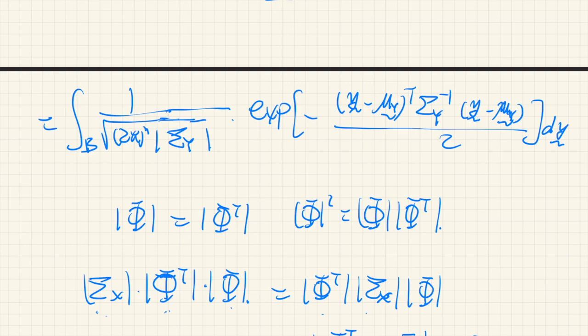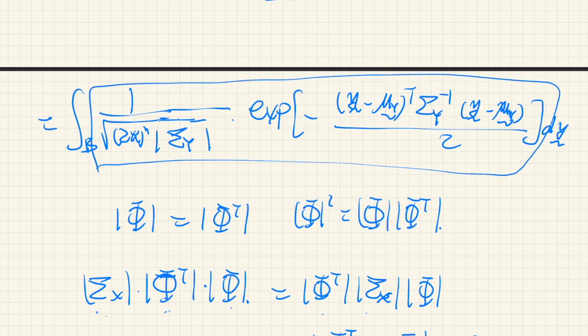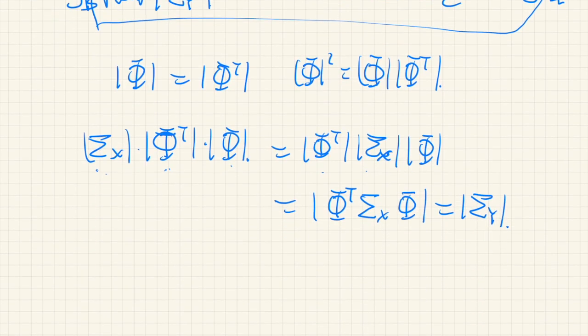So that means the probability density of y is this, which is the density function of the normal distribution with the mean of mu y and the variance covariance matrix of sigma y. And we are done. Okay, that's all for this video.